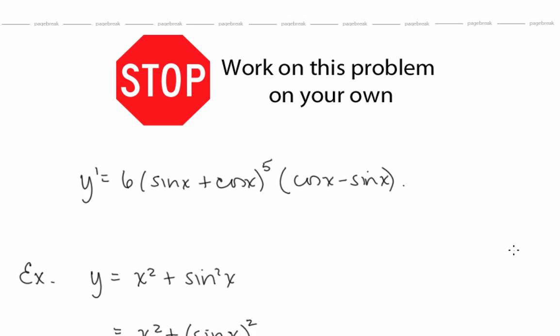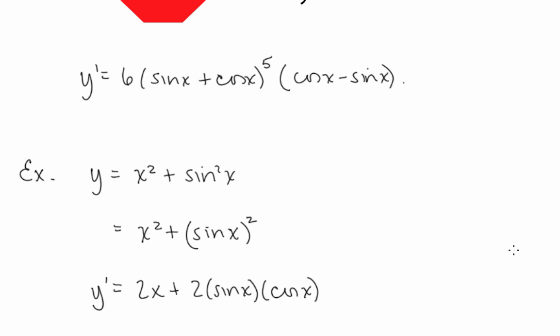Let's take a look at another. Here we have y equals x squared plus sine squared x. Now this notation, sine squared x, can be a little bit confusing. We have to remember that this is just shorthand notation for sine x quantity squared. So whenever you're taking the derivative of a sine squared x or a cosine squared x, I encourage you to rewrite it with parentheses to make it more obvious how that composition works.